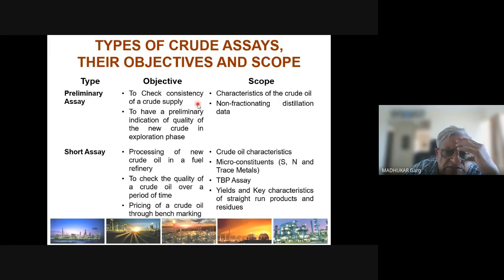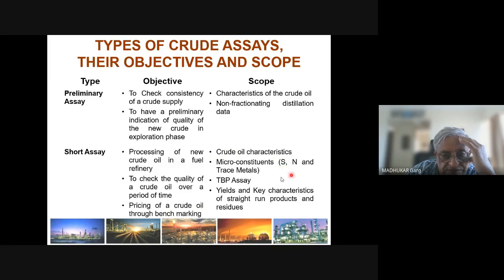And this is done without any TBP or ASTM, etc. Then comes the short assay. This is a bit more than the preliminary assay. The objective is the processing of this crude oil in a fuel refinery, and mostly this is done to determine the pricing. So if there's a price negotiation between the supplier and the consumer, then the short assay is done. And what it means is we do complete crude oil characteristics.